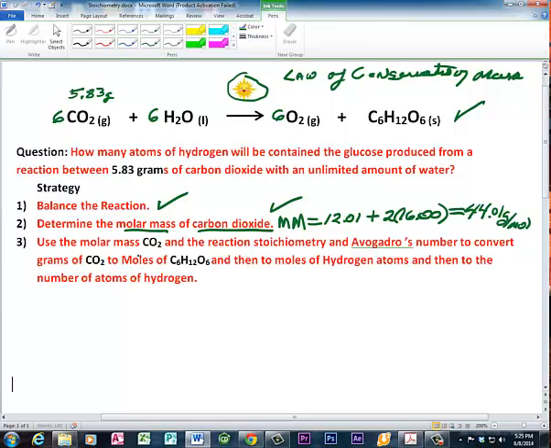Now, I've given you a little simple strategy here, which we'll just go over real quickly. I can use the molar mass of CO2 and the reaction stoichiometry and Avogadro's number to convert grams of CO2 to moles of CO2, and then I'm going to use what we call the mole-to-mole ratio, CO2 to glucose, and there's more than one way to solve this, but I'm going to go from moles of glucose to moles of hydrogen atoms, and then to the number of atoms of hydrogen using Avogadro's number.